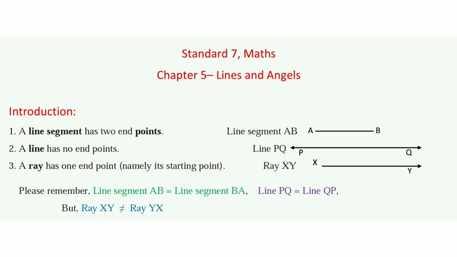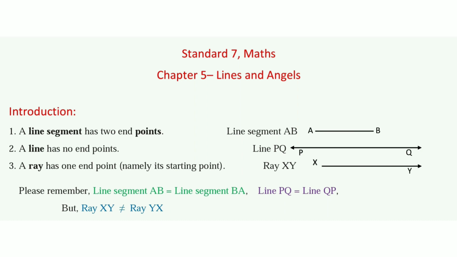In previous standard, you have learned that a line segment has two endpoints. So, example is given, line segment AB. Second, a line has no endpoints. So line PQ. Third, a ray has one endpoint, namely its starting point, that is ray XY. Please see the diagram. X is the endpoint and Y has the arrow.